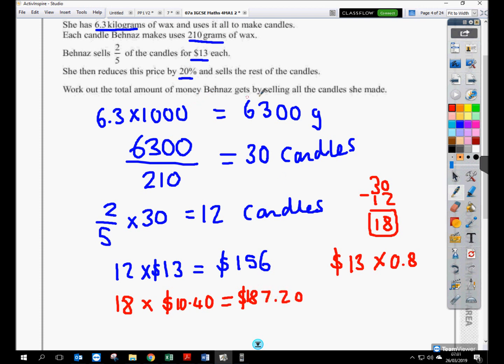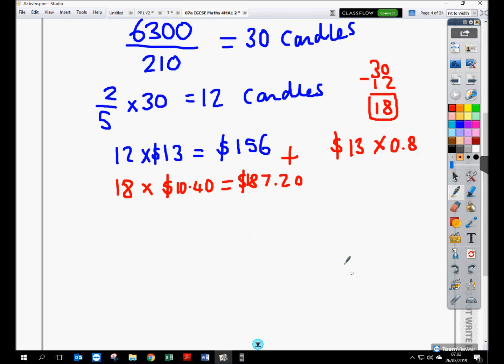Okay, work out the total amount she gets by selling all the candles she has made. So that's the sum of these two. When you add them together, you end up with a final answer of $343.20. Next question.